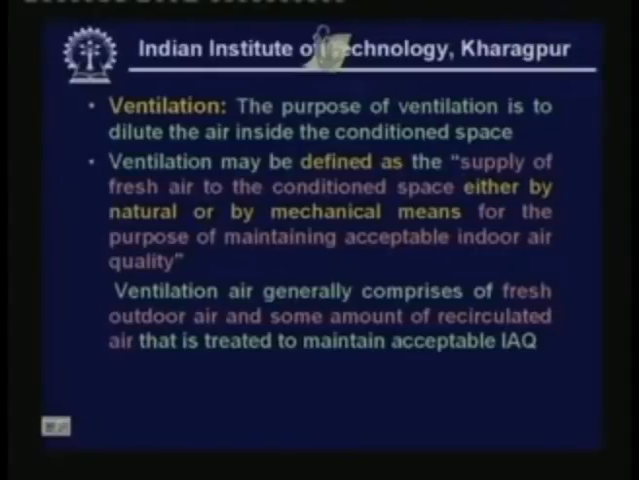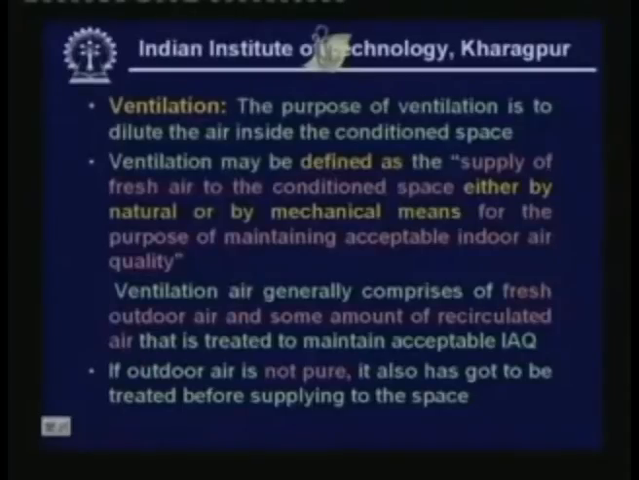And ventilation air generally comprises fresh outdoor air and some amount of recirculated air that is treated to maintain acceptable indoor air quality. So the ventilation air need not be all outdoor air, it can be a part of outdoor air, and some part of it can be recirculated. When you are using recirculated air for ventilation purpose, you have to treat it first, then use it for ventilation. And if the outdoor air is not pure, that means outdoor air itself is dirty, it consists of a lot of dust, then it also has to be treated before supplying to the space.